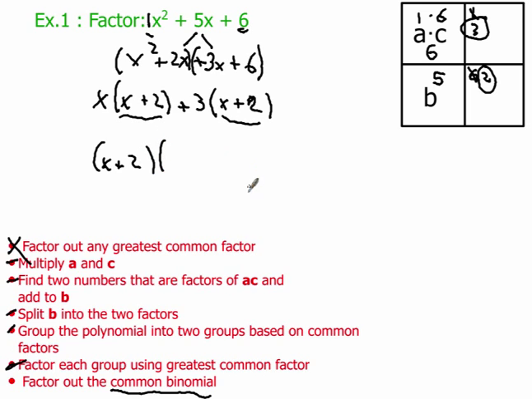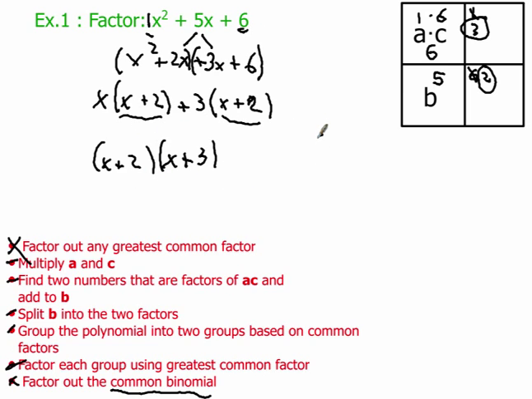And then, what am I multiplying it by? I'm multiplying it by x, and I'm multiplying it by 3. So I've factored out the common binomial. So there we go. I've taken my original trinomial and factored it into two binomials.